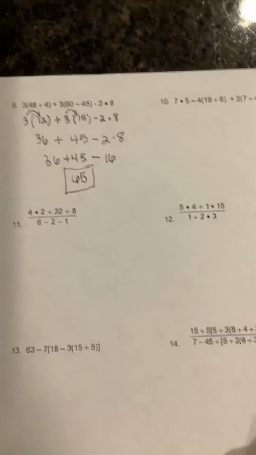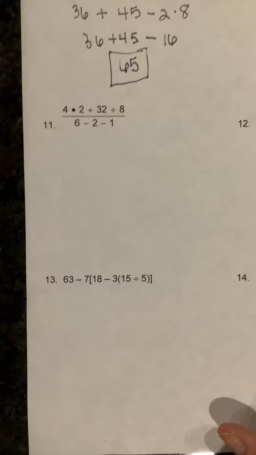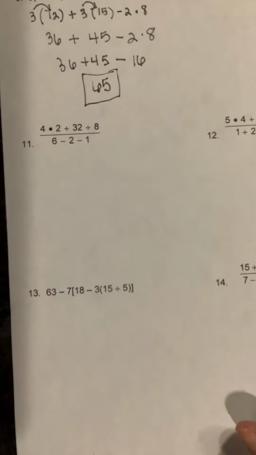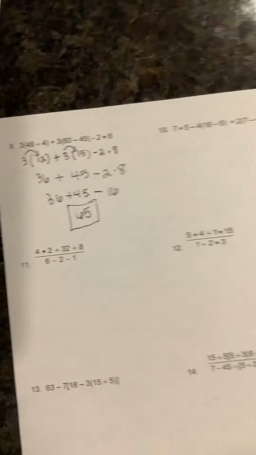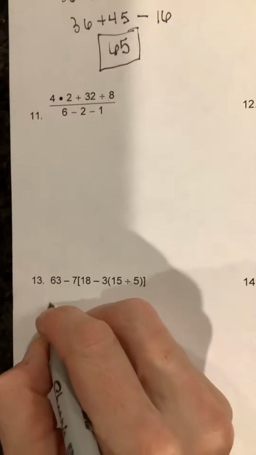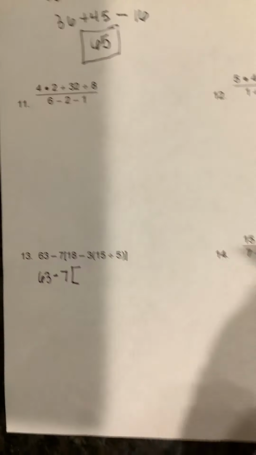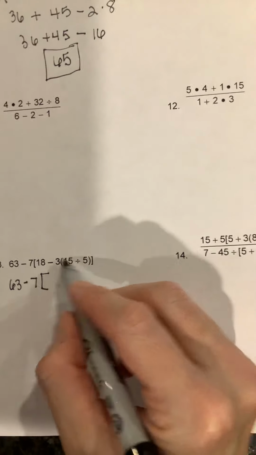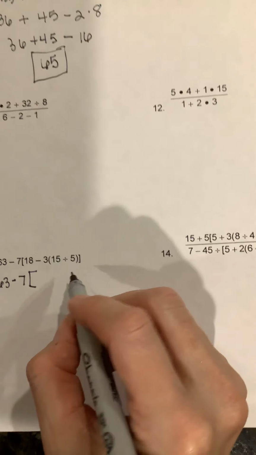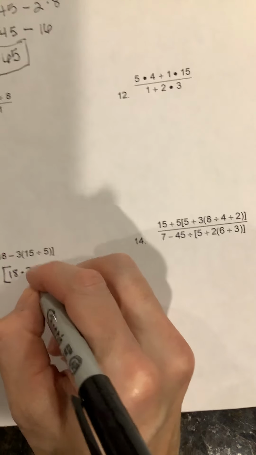And the last one I'm going to do with you is going to be number 13. So again, we see some brackets. So whatever is in brackets is what we need to do first. Okay. So I'm going to bring down my 63 minus 7. Okay, so within the bracket, I have to follow my order of operations. So I have parentheses, so I need to take care of that first. So 15 divided by 5 is 3.